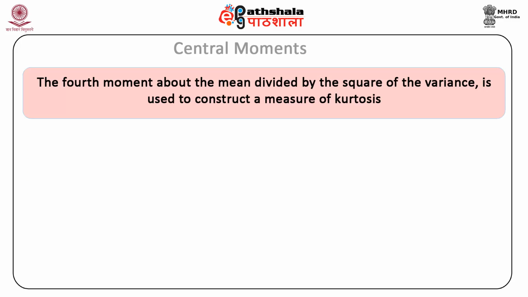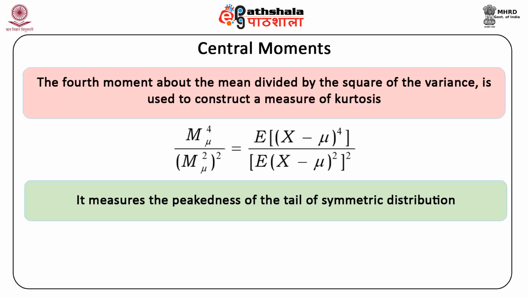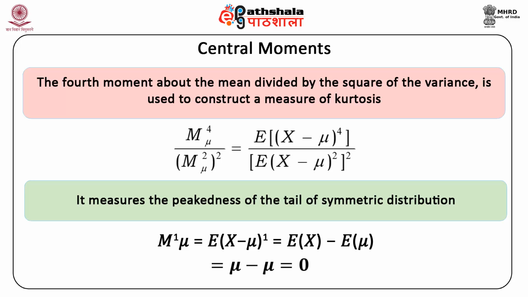The fourth moment about the mean divided by the square of the variance is used to construct a measure of kurtosis. mu_4 divided by mu_2 the whole squared is equal to E[(X - mu)^4] divided by E[(X - mu)^2] the whole squared. It measures the peakedness of the tail of a symmetric distribution. Also, the first moment about the mean is always 0. That is, mu_1 is equal to E[(X - mu)^1], which is equal to E[X] - E[mu], which is equal to mu minus mu, equal to 0.